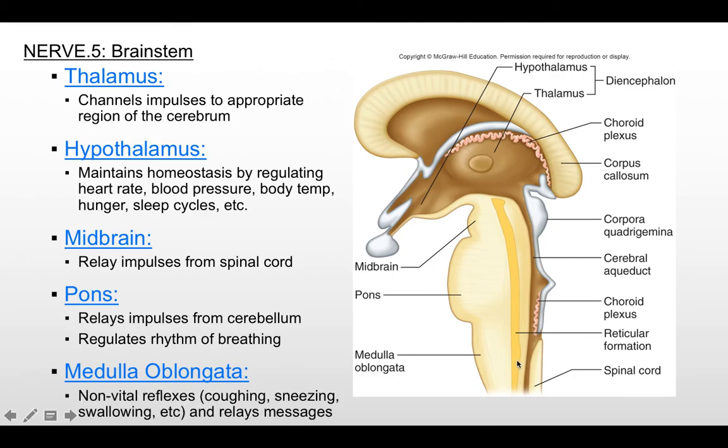Lastly, the medulla oblongata, the base of the brainstem, is for all of your non-vital reflexes. So when you cough, when you sneeze, when you swallow, all of those are controlled in the basic brainstem. You'll notice your need-to-stay-alive functions are all controlled in your brainstem, so you can have extensive damage to your cerebrum and potentially still be physically alive because all of your basic functioning is controlled in your really ancient, less evolved brainstem.